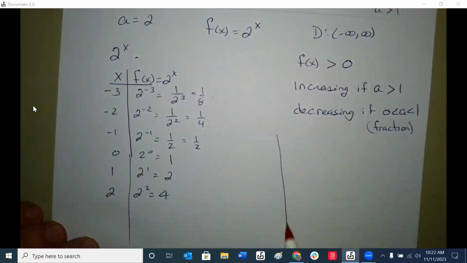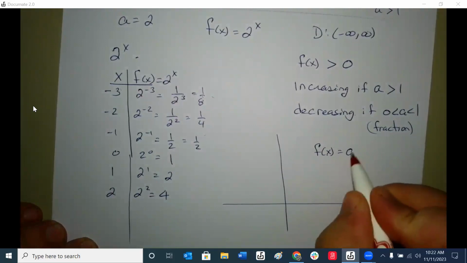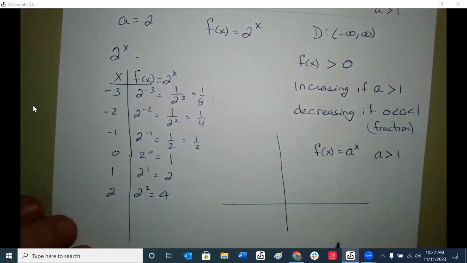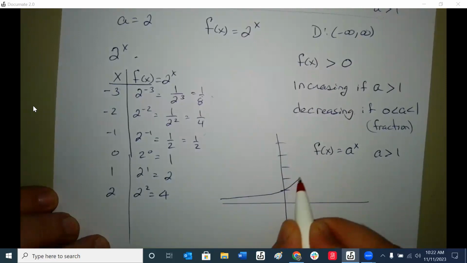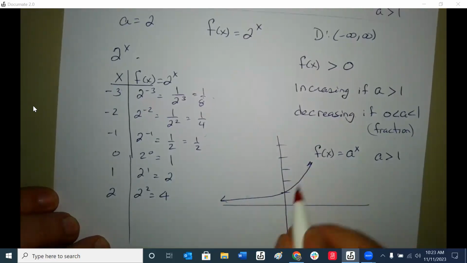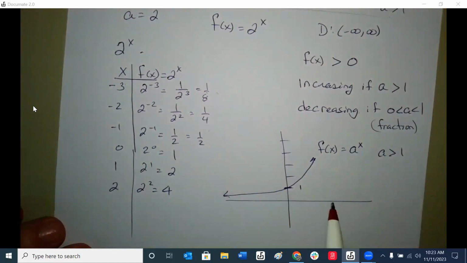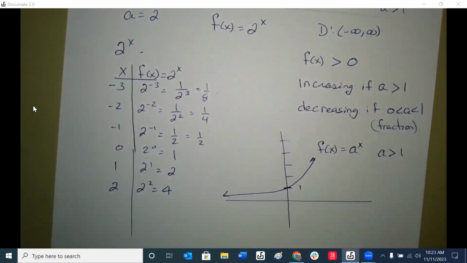So the graph of the function when a is greater than 1 will always look like this. And it always crosses the y-axis at 1. It has a horizontal asymptote. It never crosses the x-axis, and there is no x-intercept. And it keeps on going as long as x gets going. So this is when x is positive.